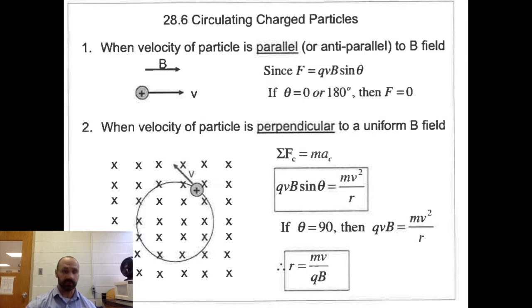So we have another type of centripetal force, so that ends up being QVB equals mv squared over r. And when we solve, if theta is 90 degrees, right, then we end up with QVB equals mv squared over r. And so that ends up being r equals mv over qB.